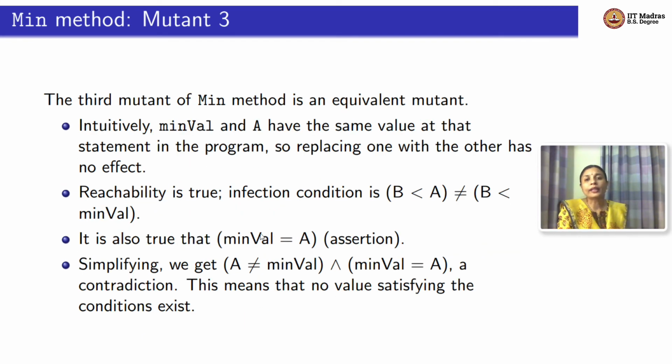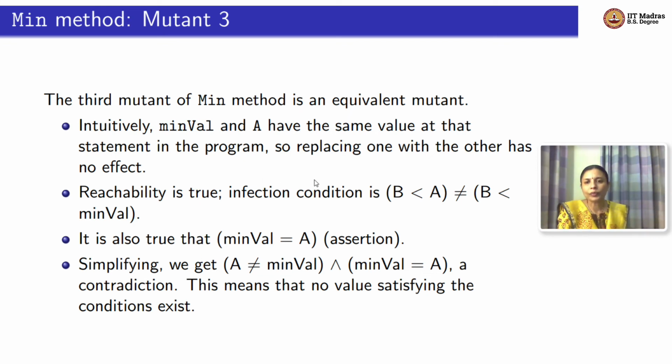Suppose I take the third mutant. This again I explained to you. This is an equivalent mutant. Why? Because in the statement before the mutation, I had assigned minVal to A. So how do I conclude that it is equivalent? Again, work out the reachability and infection conditions. You will get a contradiction.